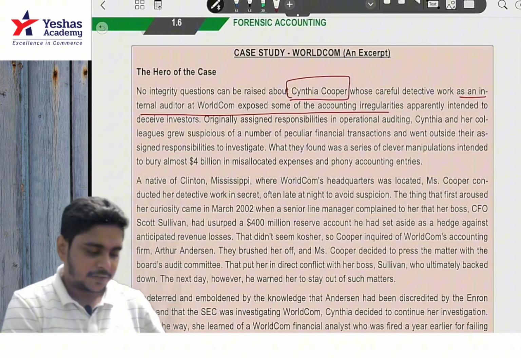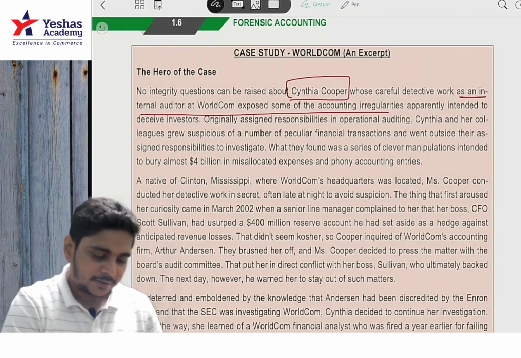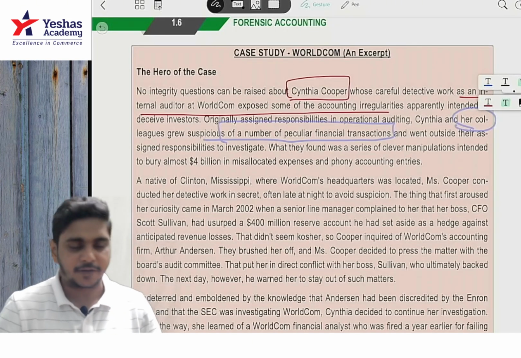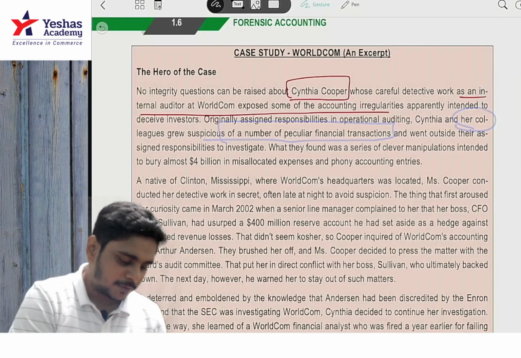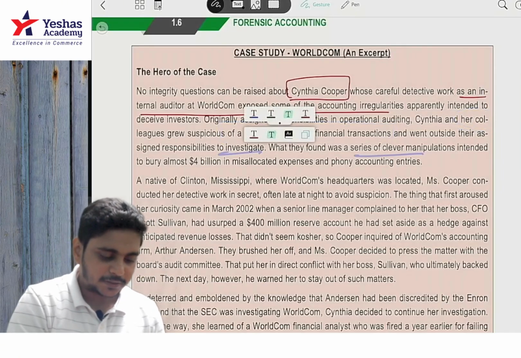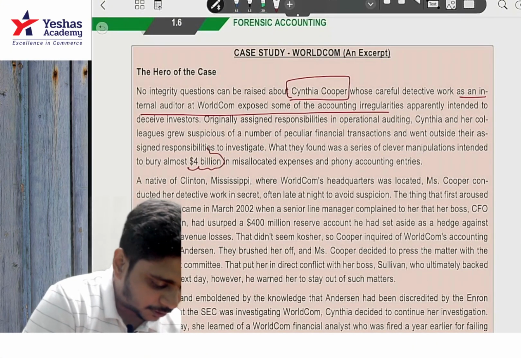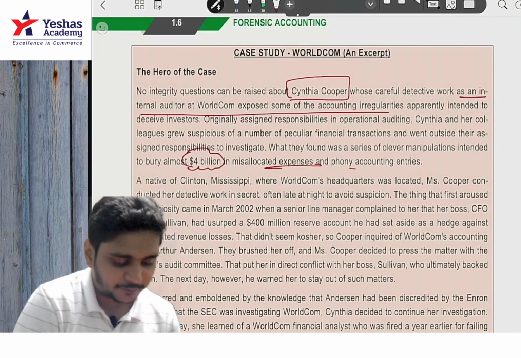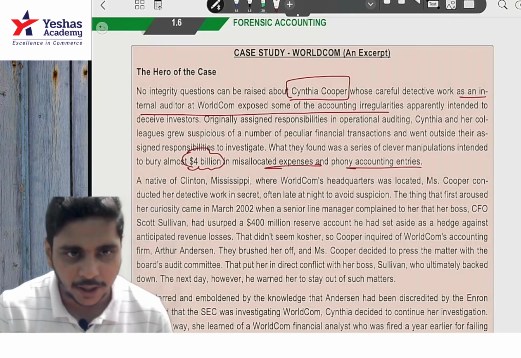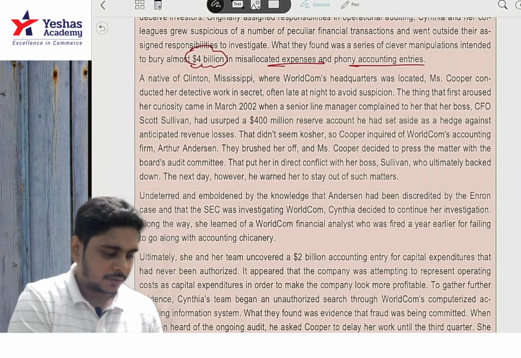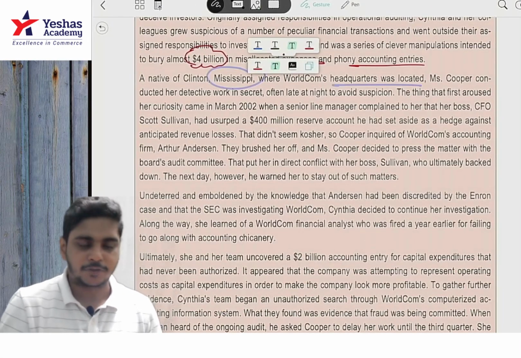Now see, so Cynthia, please underline this. Cynthia and her colleagues grew suspicious of a number of peculiar financial transactions and went outside their assigned responsibility to investigate. What they found was clever manipulation intended to bury almost how much amount? $4 billion in mislocated expenses and phony accounting entries, bogus accounting entries. Now, WorldCom headquarters was located in Mississippi.